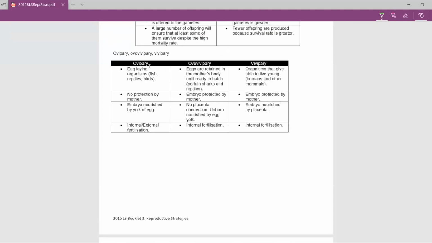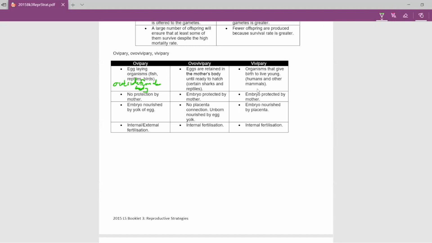The next strategies are ovipary, ovovivipary, and vivipary. Here, ovipary is when an egg is laid outside the female's body. Please always remember that. It is on one of our Gauteng papers. They don't just say egg laying, because you see ovovivipary is also egg laying. Fish and reptiles and birds, because the egg is laid outside the female's body, there's no protection from the mother. The yolk nourishes the embryo, and it could be internal or external fertilization.